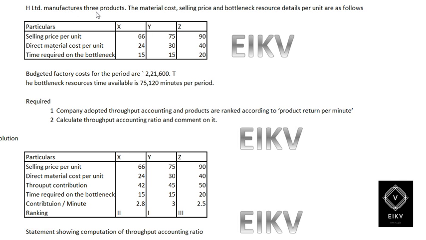So as in this illustration, H Limited manufactures three products. The material cost and other details are given below: material cost, selling price and bottleneck resources. Details per unit are given as follows. The details are given in a tabular format which contains four columns: particulars, X, Y and Z. Selling price 66, 75 and 90. Direct material 24, 30, 40. Time required for bottleneck operation 15, 15 and 20.